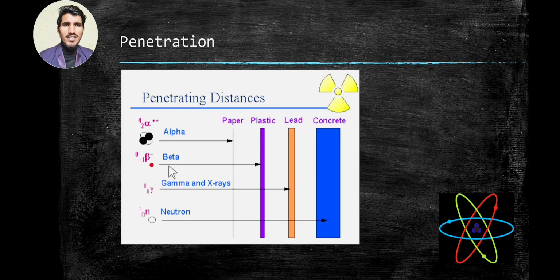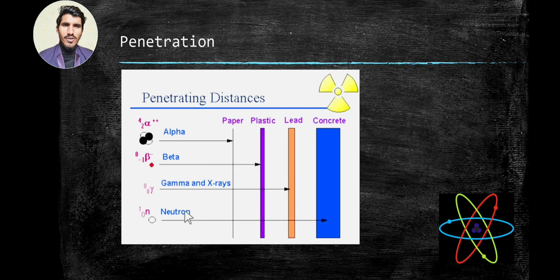The next thing I have is the beta particle, which can be a negative beta particle or a positive beta particle. The beta particle can pass through paper, but it can be stopped by a plastic sheet. Next I have gamma rays and X-rays. They can pass through paper and plastic, but they cannot pass through lead. Lead will stop the gamma rays and X-rays.